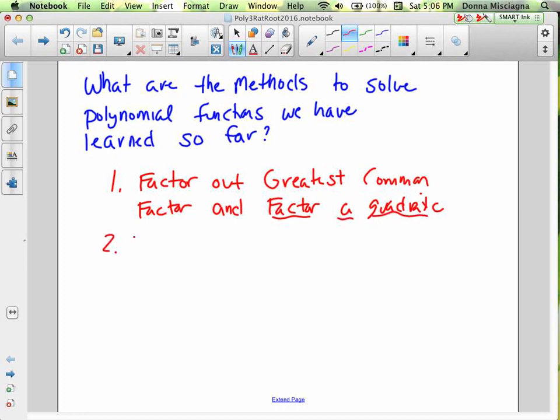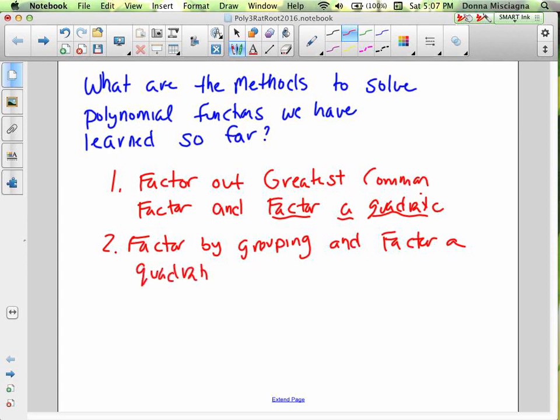We also learned factor by grouping. And then we also had to factor quadratics often with that one. Sometimes we couldn't factor, right? And we had a sum of squares. And then we had to take a square root of both sides.